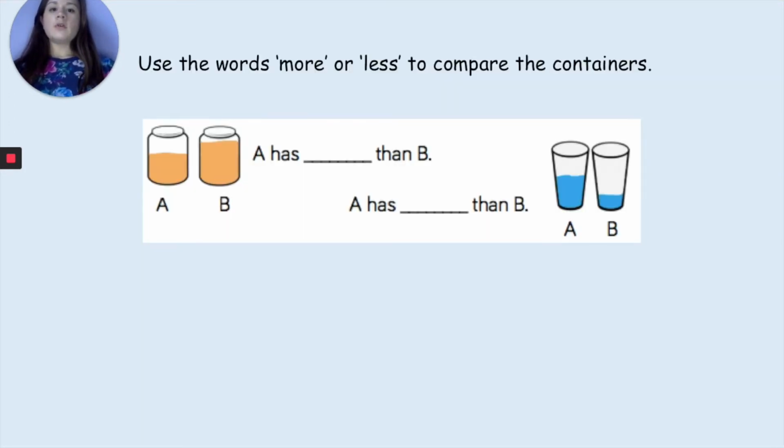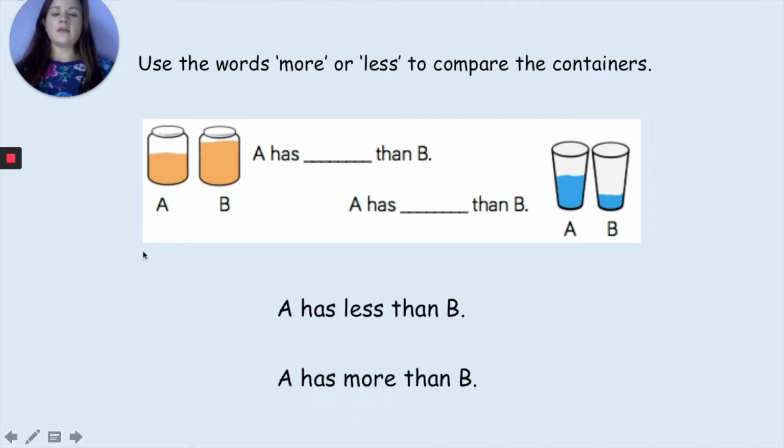Use the words more or less to compare the containers. Remember, the word more means it's getting bigger and the word less means that it is smaller. Pause the video to complete these sentences. A has something than B and A has something than B. The answers are, with the orange ones, A has less than B, so we can see that it's got less liquid in here. And A has more than B, so we can see that A is half full and B is nearly empty. Well done if you got those correct.